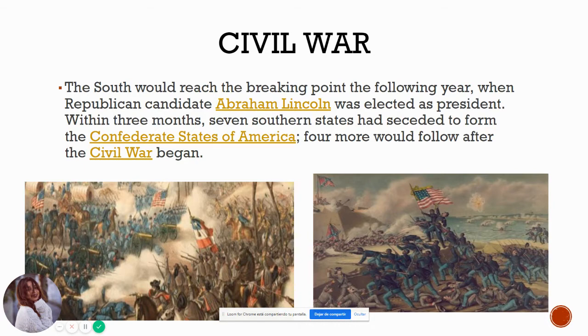Within 3 months, 7 southern states had seceded to form the Confederate States of America. 4 more would follow after the Civil War began.